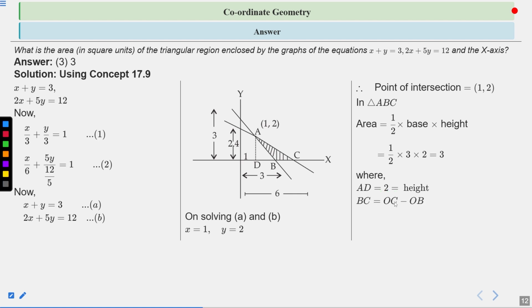And BC, which we can calculate by OC minus OB. So OC is 6 and OB is 3. So BC becomes 3. So we get our answer, which is area is 3 square units. The third one is the correct answer of this question. Next one.